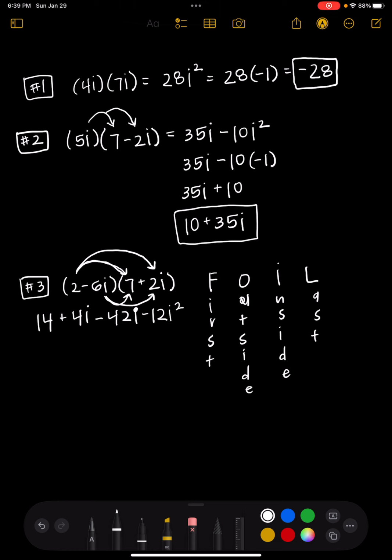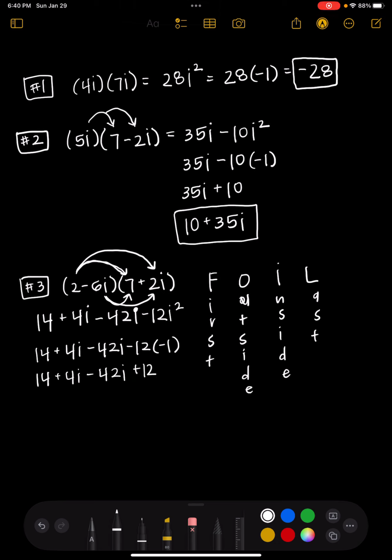Now what we're going to do is simplify this a little bit. The first thing I'm going to do is change that i squared to be -1. So I'm going to have 14 plus 4i minus 42i minus 12, because the i squared is negative 1, I'm going to change it to negative 1. Then we're going to simplify it even a little bit further and say 14 plus 4i minus 42i. Negative 12 times negative 1 gives me a positive 12.